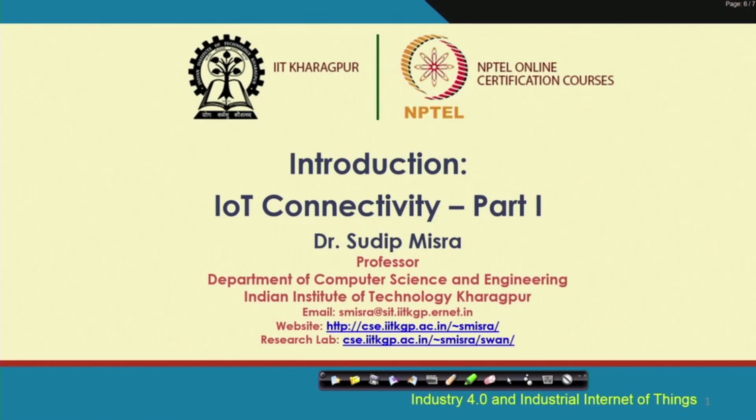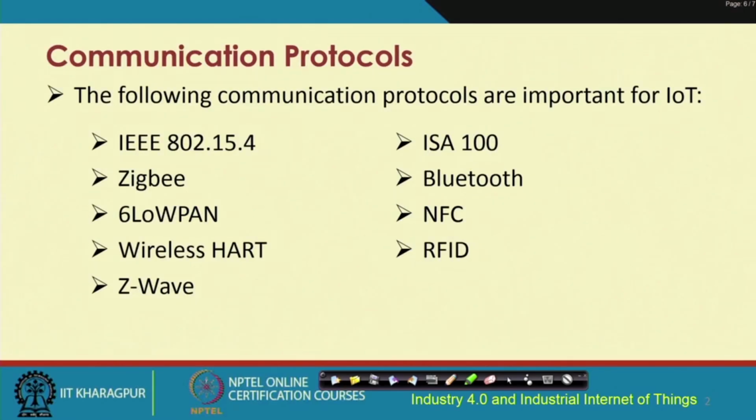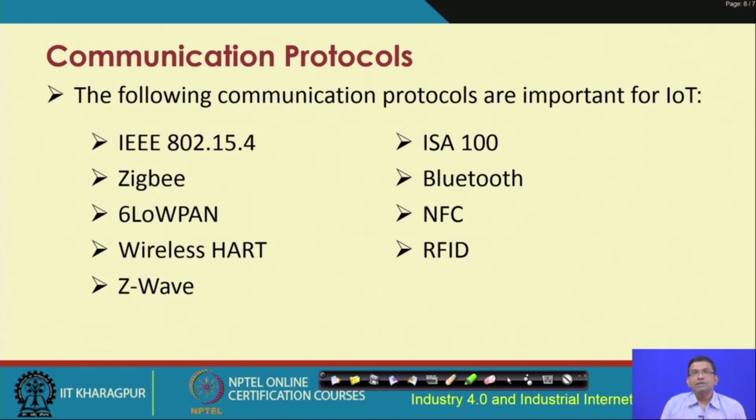So, let us look at some of the basic issues of connectivity in this lecture as well as the next one. These are some of the communication protocols that are typically used for IoT. The first one is the IEEE 802.15.4 standard. Then you have other connectivity technologies such as ZigBee, 6LoWPAN, Wireless HART, Z-Wave, ISA 100, Bluetooth, NFC, RFID and so on. Some of these we are going to go through in this lecture and the next.